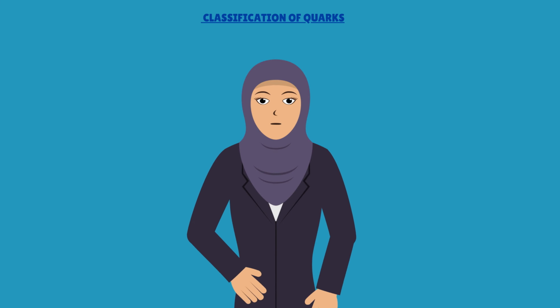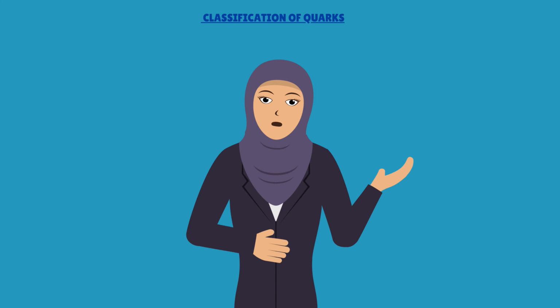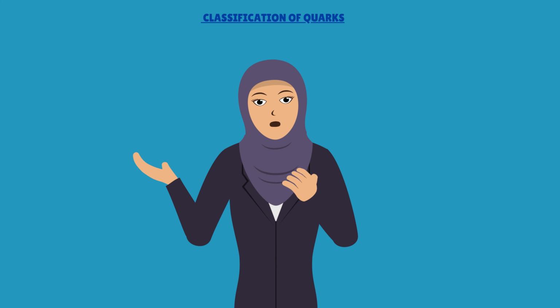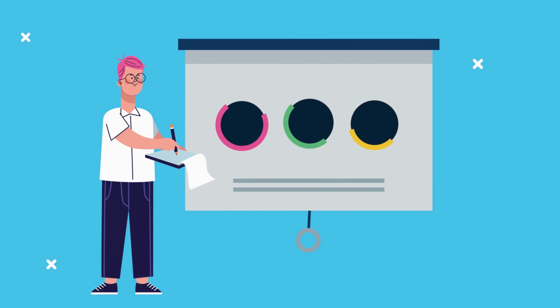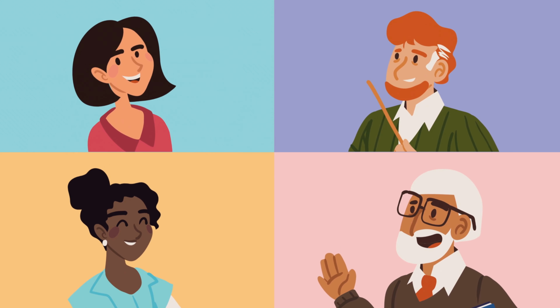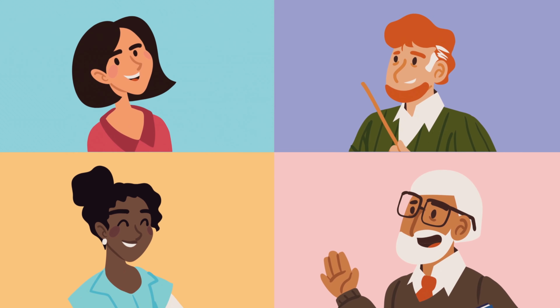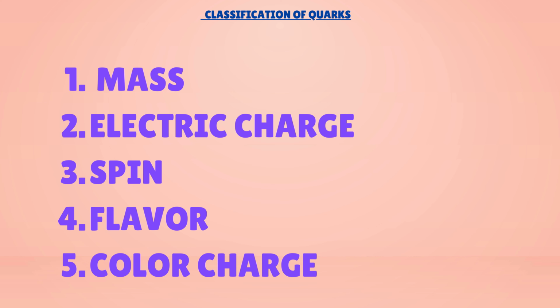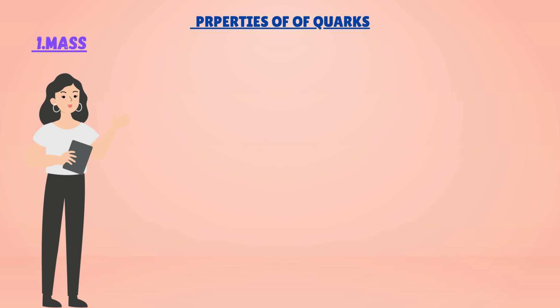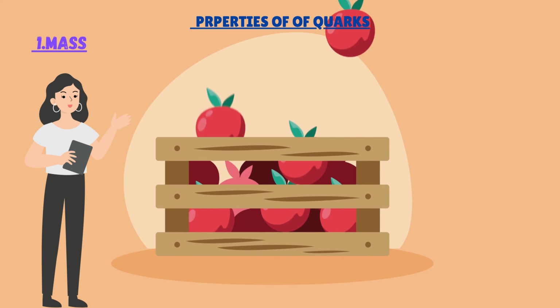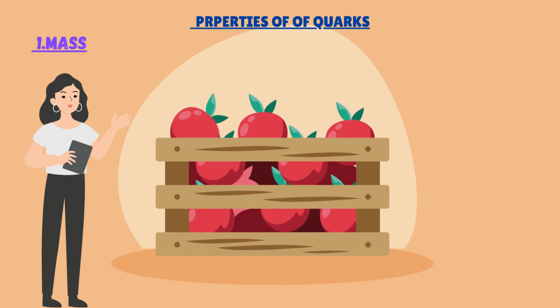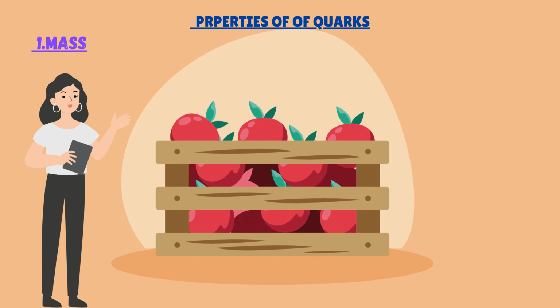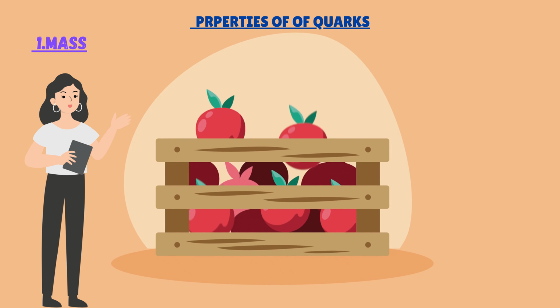Okay, so we've talked about quarks, but have you ever wondered how scientists figured out how to classify them? Well, first, they took a close look at the properties of quarks, kind of like getting to know a group of people and figuring out what makes each one unique. These properties include things like their mass, electric charge, spin, flavor, and color charge. Mass. Scientists grouped quarks based on how heavy they are. Imagine organizing a fruit basket. You'd probably separate the lightweights, like cherries, from the heavyweights, like watermelons.